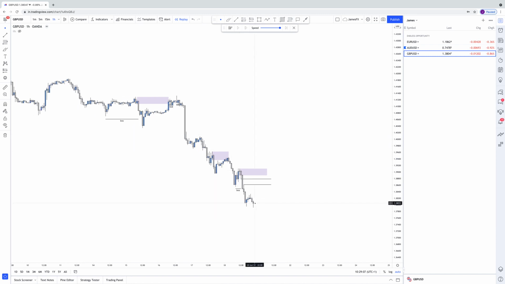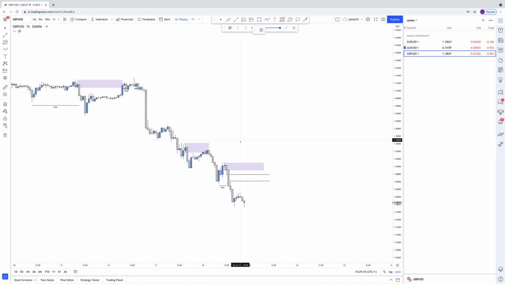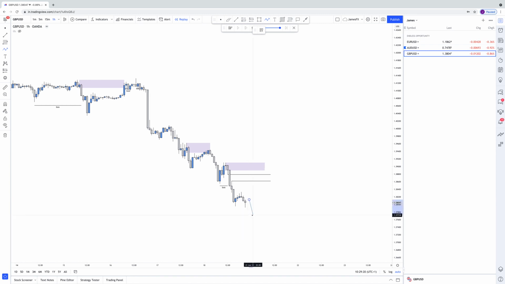But as I said, we may just continue down from here. And if that's the case, then I'll be looking at price, seeing what it's telling me, and look for sells. But one thing we may get is a push down and a push up like this.